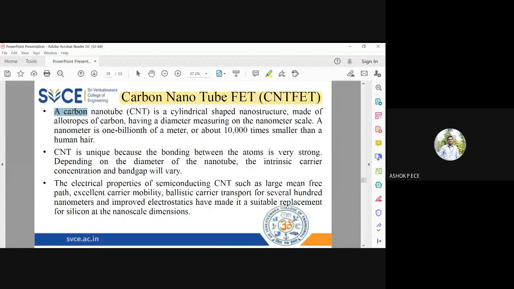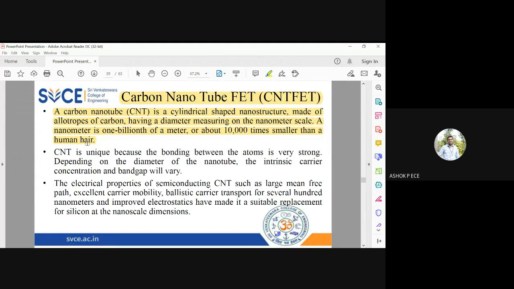So nano indicates the size is going to be in the order of nanometers, or 10 power minus 9. So it is made up of allotropes of carbon having diameter measuring in the nanoscale. Nano is 10 power minus 9. So what is the exact representation of nano? Nano is about 10,000 times smaller than a human hair. See, our hair is in the order of millimeters, right?